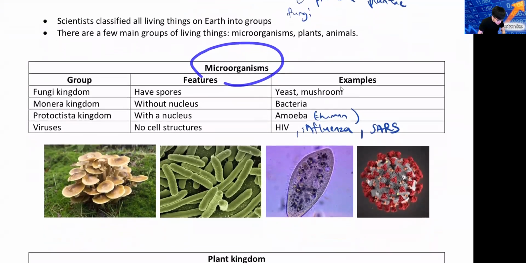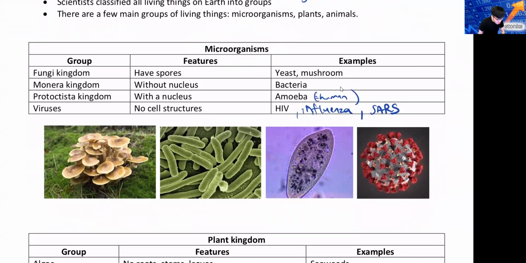Okay, we have mentioned this last week. Microorganisms have only 4 groups here: fungi, Monera, Protoctista, and virus. Fungi and Monera are the biggest microorganism kingdoms. Fungi is your mushroom and your yeast. Mushrooms have millions of types, and of course Monera is bacteria. You have many millions of types of bacteria.